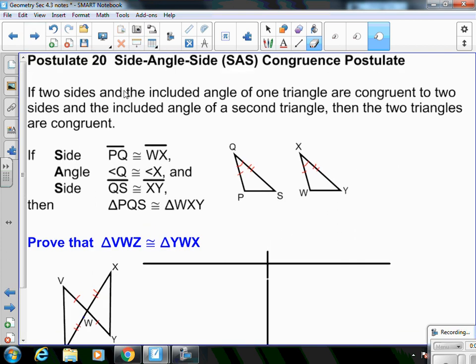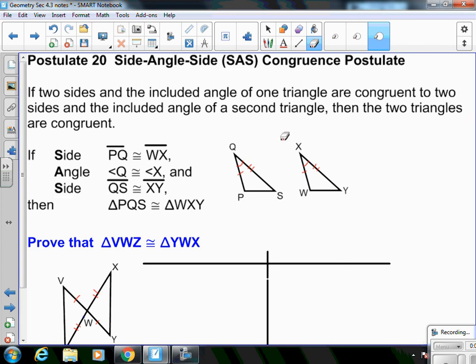Then we've got postulate 20, known as the side angle side congruence postulate, or SAS. If two sides and the included angle of one triangle are congruent to two sides and the included angle of a second triangle, then the two triangles are congruent.